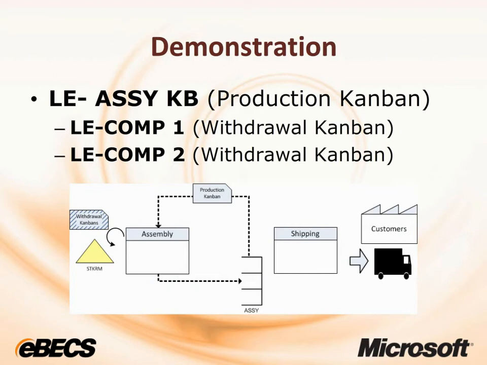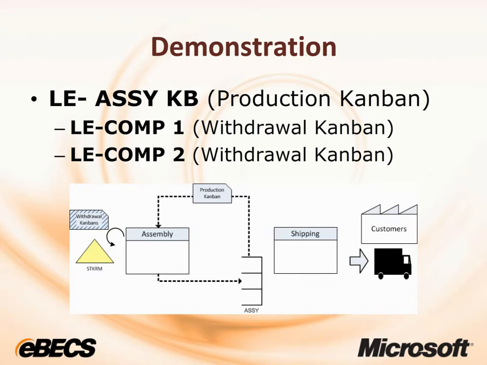In our demonstration today, we're going to be building LE assembly Kanban using a production Kanban. LE assembly Kanban is composed of LE component 1 and LE component 2, which will both be pulled to the line side using a withdraw Kanban. So if you look at our little diagram below, basically what we're doing is we're loading the assembly work cell using a production Kanban. This is going to be a 3-bin system. So as shipping and the customer pulls out of our buffer stock and finished goods, we're going to load the work cell assembly to produce and replenish that signal.